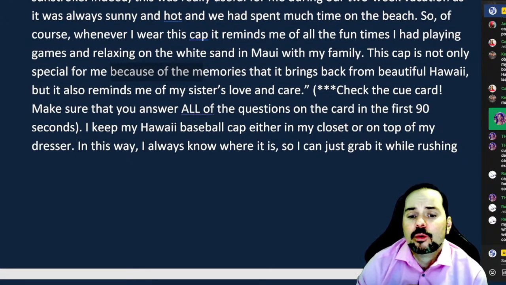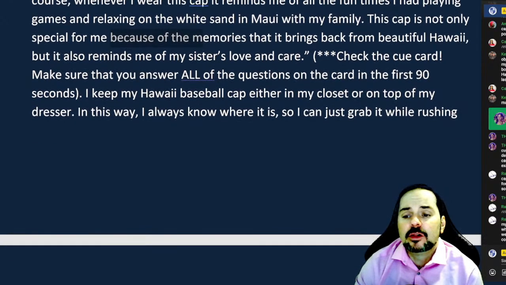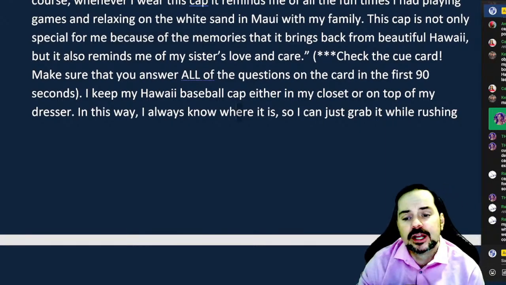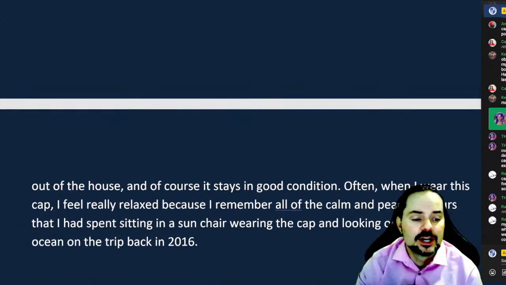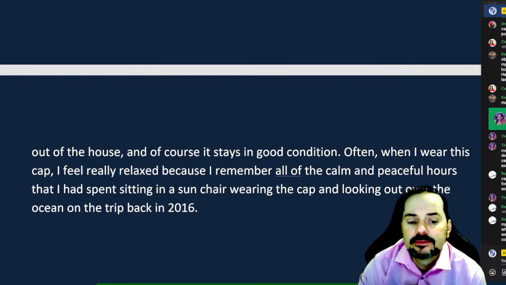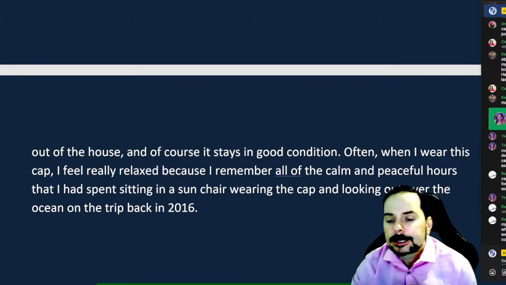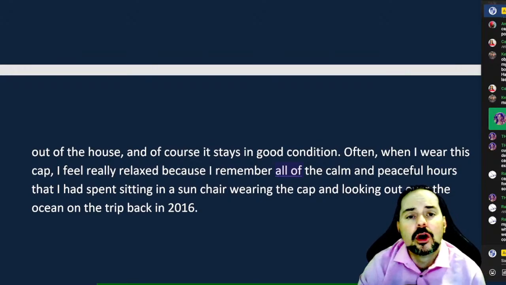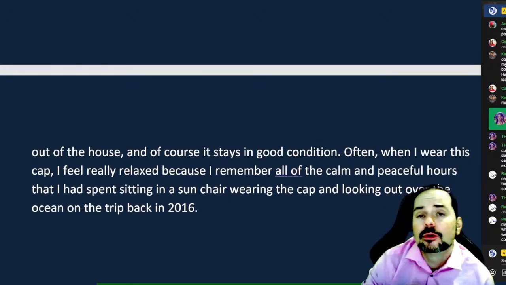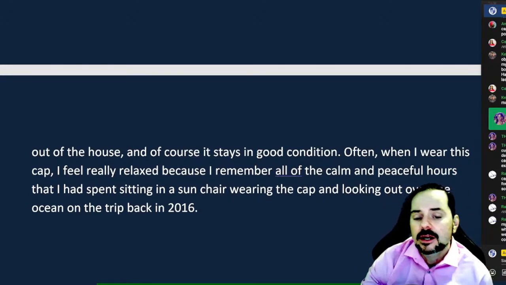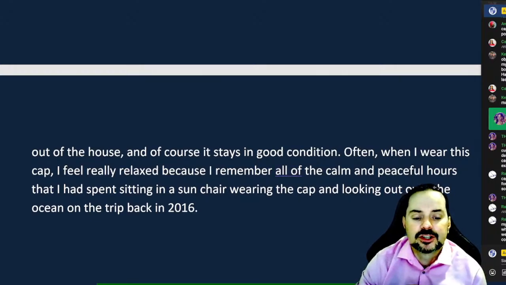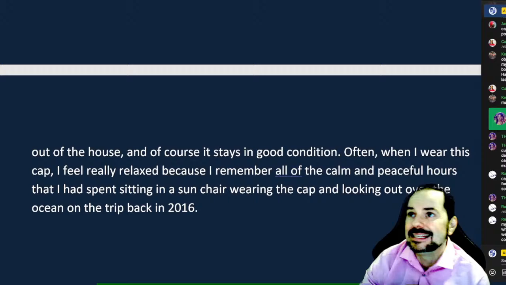I keep my Hawaii baseball cap either in my closet or on top of my dresser. In this way, I always know where it is, so I can just grab it while rushing out of the house. And of course, it stays in good condition. Often when I wear this cap, I feel really relaxed because I remember all of the calm and peaceful hours that I had spent sitting in a sun chair wearing the cap looking out over the ocean on this trip back in 2016.